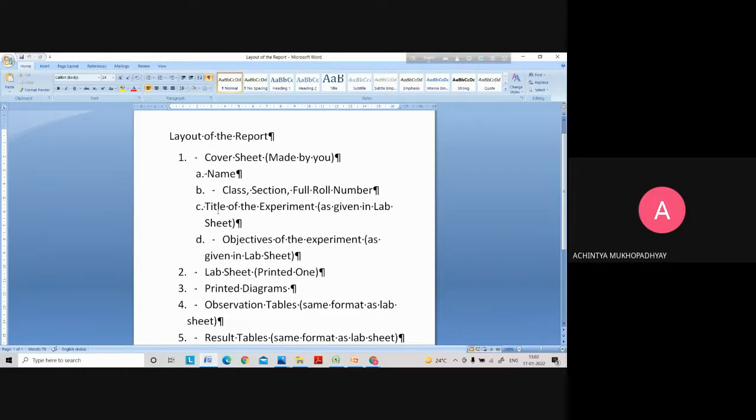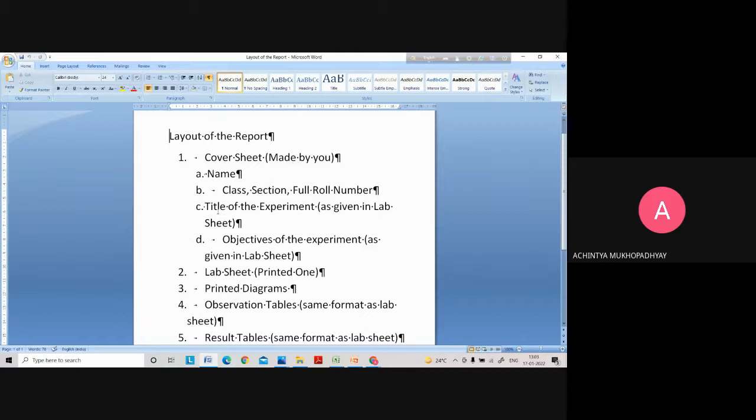Then the title of the experiment as given in the lab sheet. I will share with you the lab sheet. Sir, will you be sharing this Word file and the PPT? Yes, everything. And then the title of the experiment as given in the lab sheet. Because it is given in the title as thermal conductivity of insulating powder, I also mentioned it like that, although ideally it should have been determination of thermal conductivity of insulating powder.